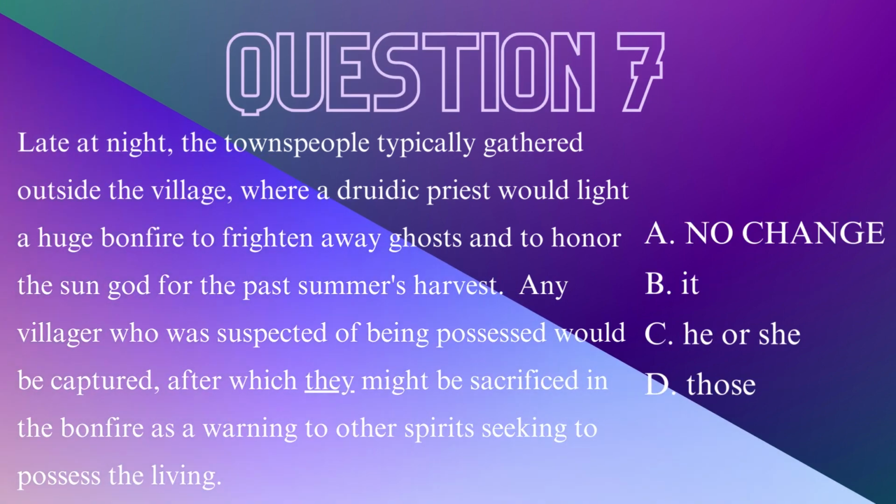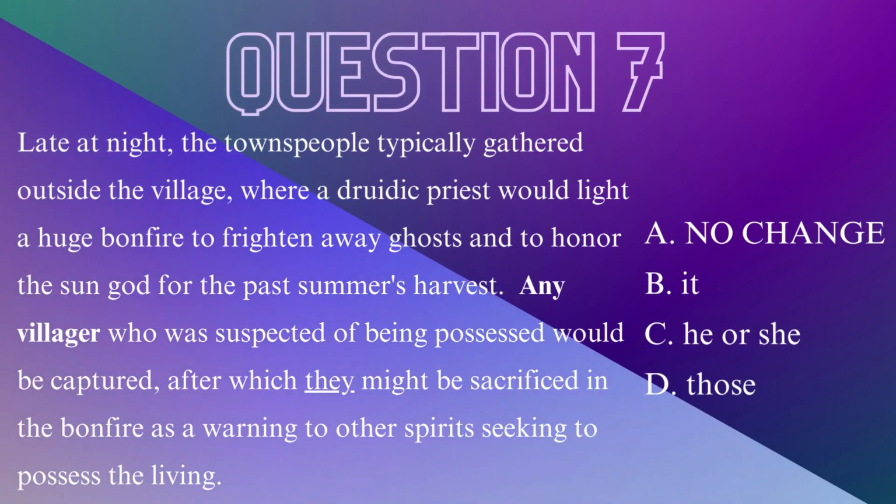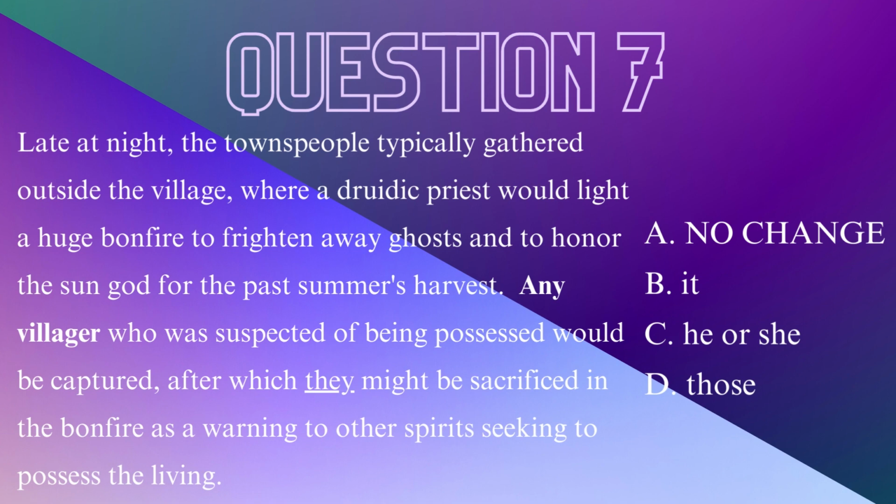Question 7. They is underlined. They is a plural pronoun. Is it correct, or should we replace it with it, he, she, or those? The ACT is now testing your knowledge of pronoun antecedent agreement. The rule is very similar to subject-verb agreement. In order to determine agreement, I need to identify the antecedent for the pronoun they. Who is they referring back to? Look at the beginning of the sentence. Any villager. The antecedent is villager.